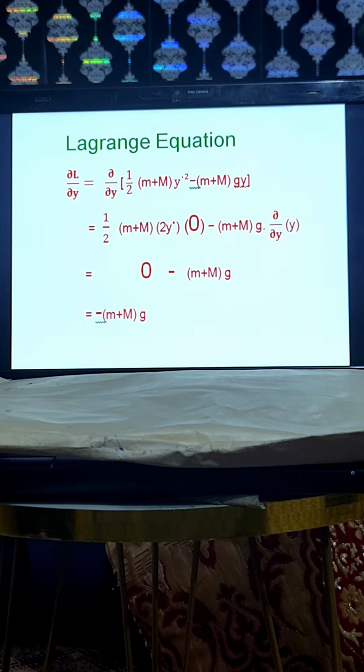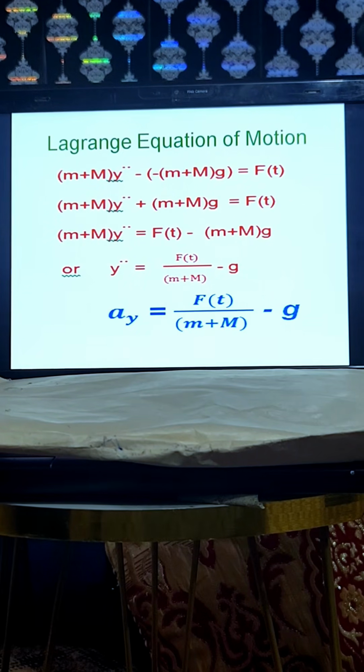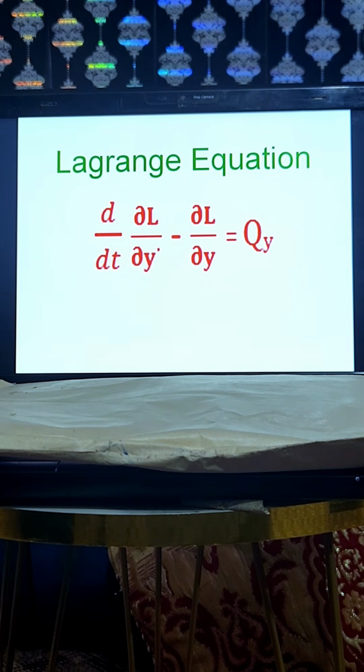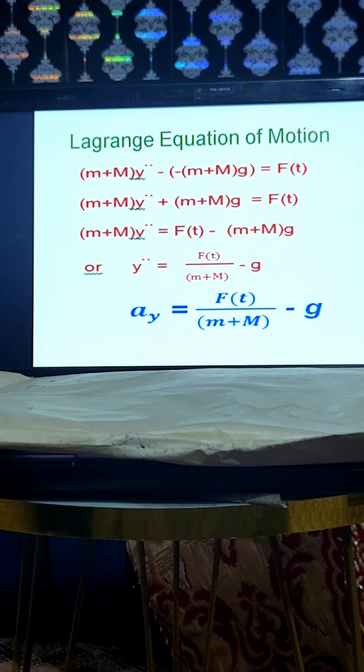Now take the derivative with respect to y, we get 1 by 2 m plus capital M into 2 y dot into 0 minus m plus capital M g into 1, which is minus m plus capital M into g. Putting the values of partial L over partial y dot and partial L over partial y in the Lagrange equation, and putting q of y equal f of t, we get m plus capital M y double dot equal f of t minus m plus capital M into g. Simplifying, we get y double dot equal f of t over m plus capital M minus g.